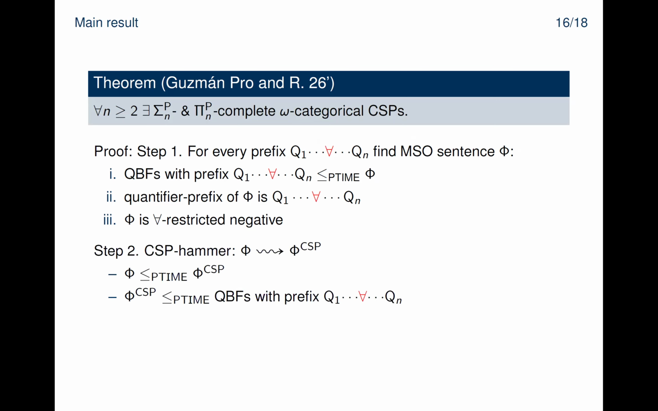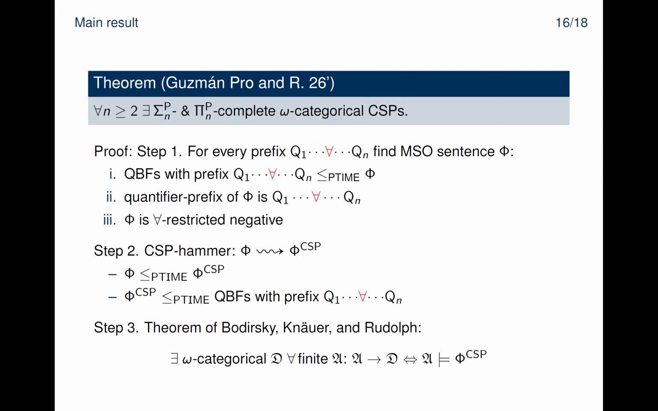Okay, and now we just apply the CSP hammer. This is the ad hoc construction, and this will actually give us a sentence which has all the preservation properties that we would want, and it has the right complexity because we keep the quantifier prefix. And now we just apply the theorem of Podolsky, Knoll, and Rudolph to actually get omega-categorical structures D, whose complexity is the desired one that we wanted.